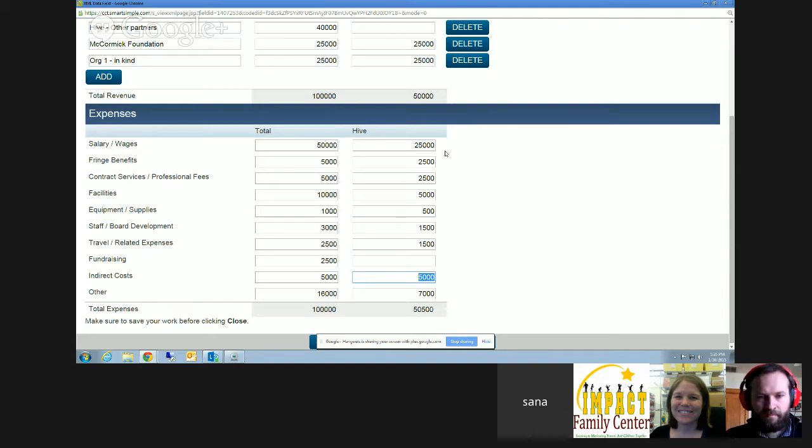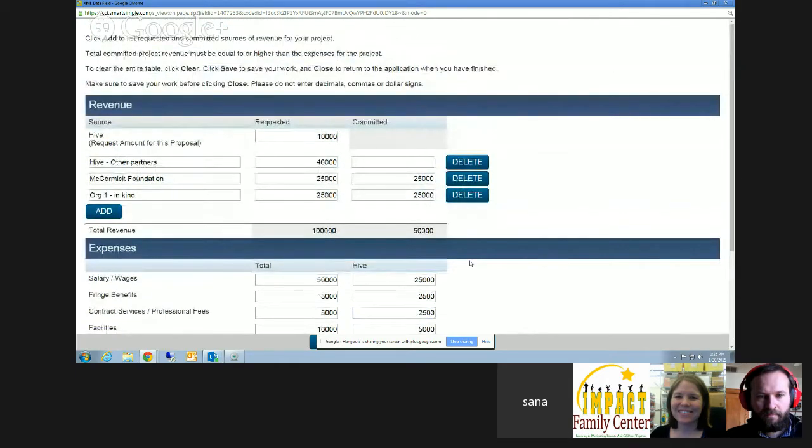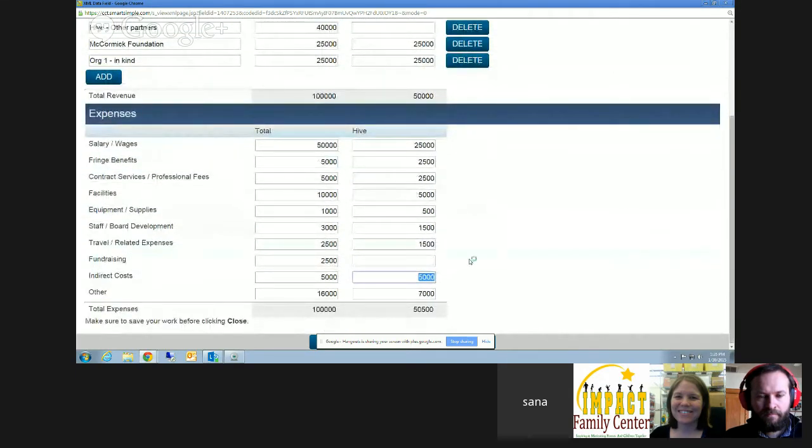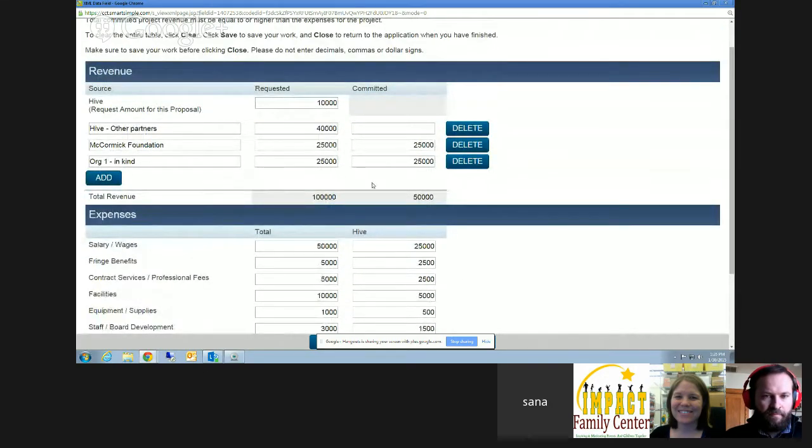Okay. And so right now you'll notice that the total expenses do not add up to 50,000, right? So that means that you have to adjust it in some way. That you're requesting too much for your expenses versus your revenue. So there you go. This number should match up with the total revenue section. Or sorry, with Hive plus the Hive partners. Yeah, Hive plus Hive partners.